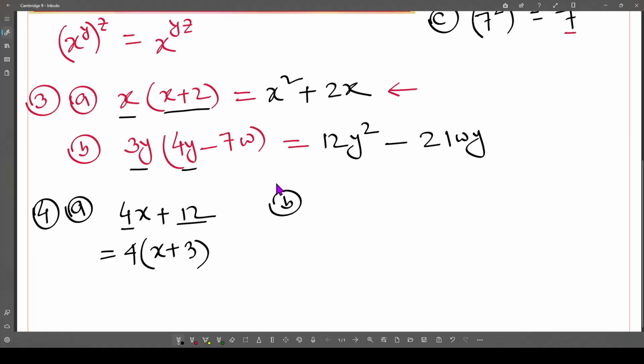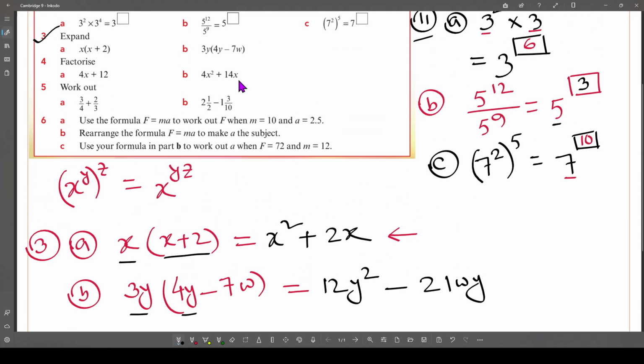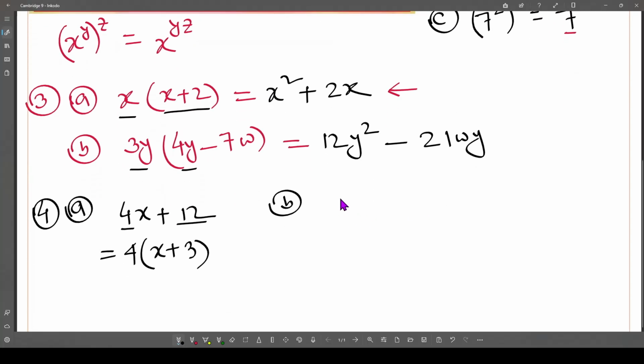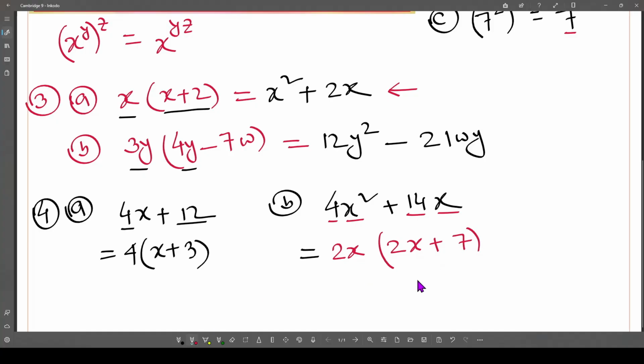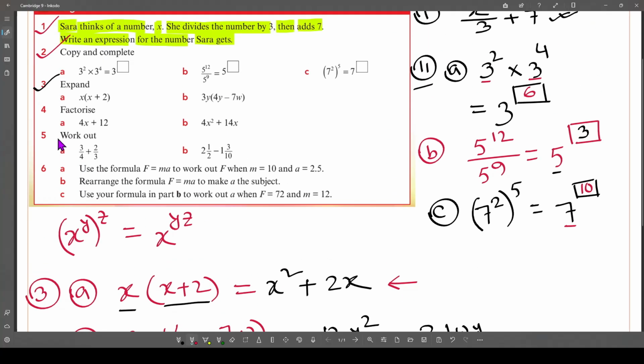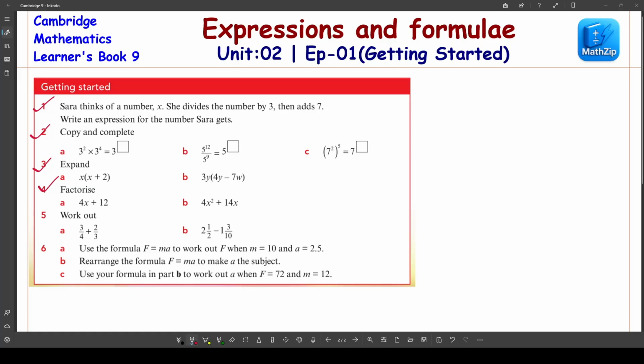Number B of 4. 4x squared plus 14x. So here is 4 and here is 14. The common factor is 2. Here is x squared and here is x, so we can take common x. So here is 2x times (2x plus 7). Okay, so number 4 also done.